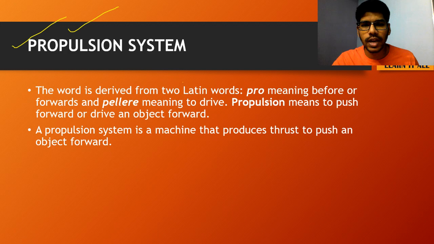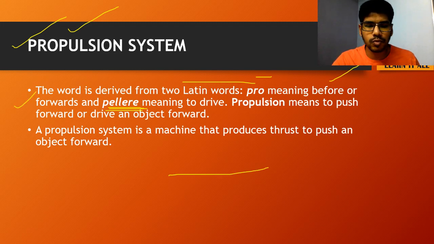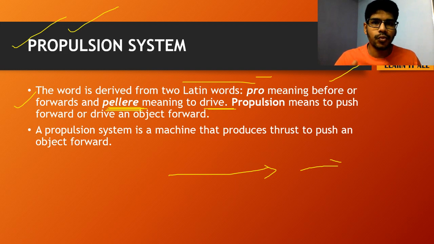The word is derived from two Latin words, propeller. So what do you mean by this propeller? Pro means before or forwards. That means it has to move something forward. And pellere means to drive. That means there is something which is driving the movement, or something which is actually making the object move forward. This is the meaning of the word propeller. So propulsion was derived from the word propeller. Propulsion means to push forward or drive an object forward. So this is the meaning of the word.